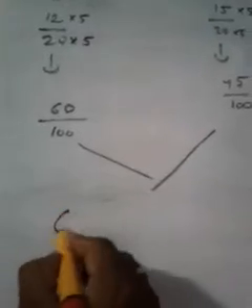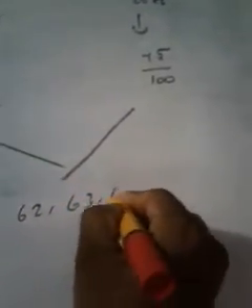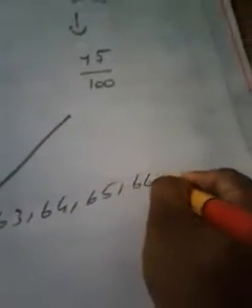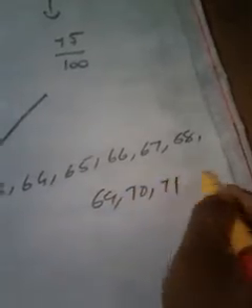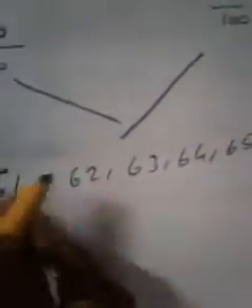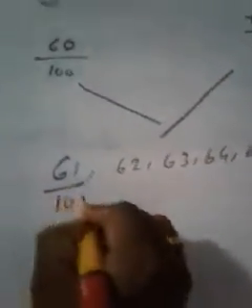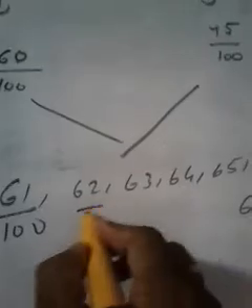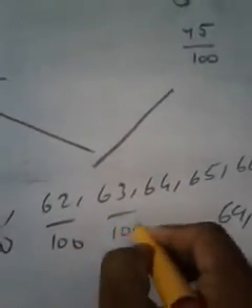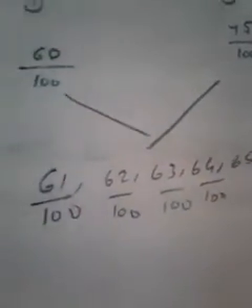Nice. And how many numbers are there between 60 and 75? Enough numbers are there, isn't it? 61, then 62, 63, 64, 65, 66, 67, 68, 69, 70, 71. We need just 10 rational numbers. So 1, 2, 3, 4, 5, 6, 7, 8, 9, 10. Enough. Give the denominator as what? 100. Give all denominators as 100. Enough. You may have understood, isn't it?